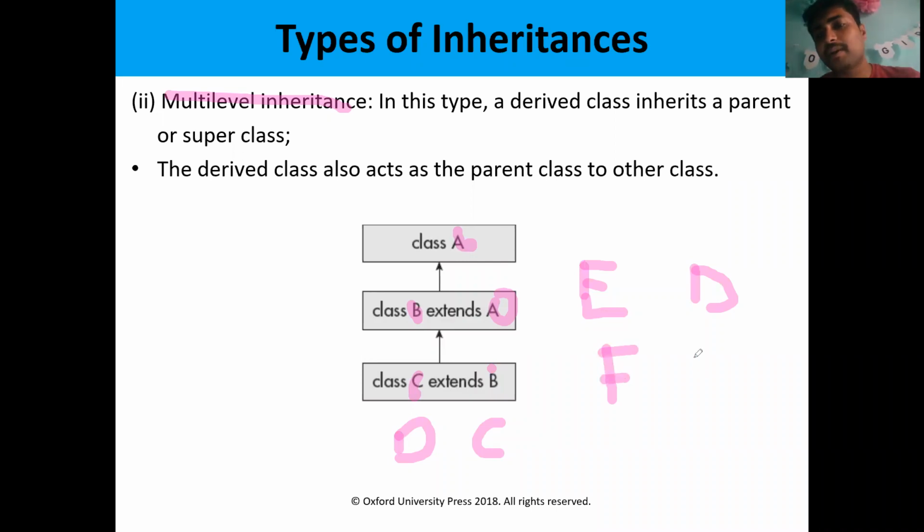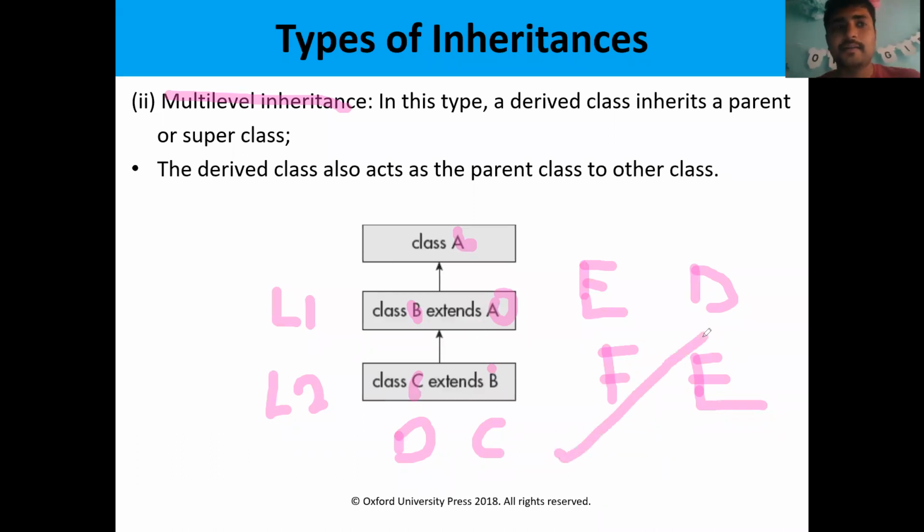Class F is going to extend the properties from class E. So likewise, we have multiple levels of inheritance. For each level, the superclass and subclasses are interchanged. In level 1, B is the subclass, A is the superclass. Coming to level 2, C is the subclass, B is the superclass. In the previous level, B is the subclass; in this level, B is the superclass. So this type of inheritance is called multi-level inheritance.